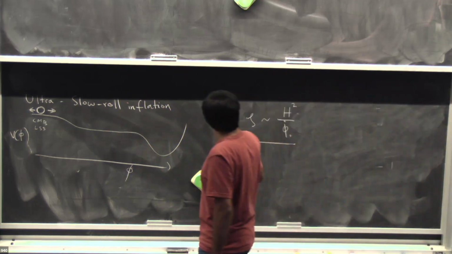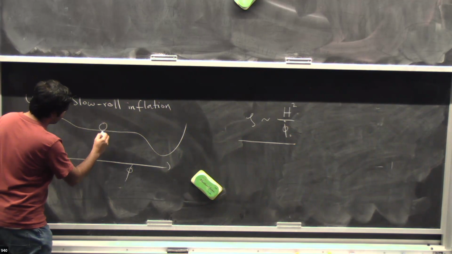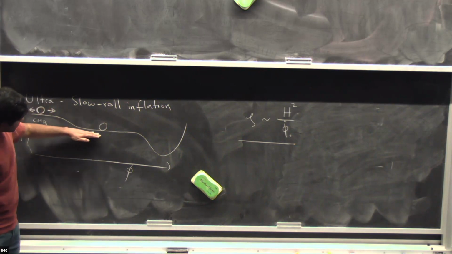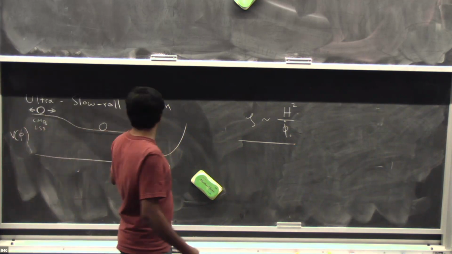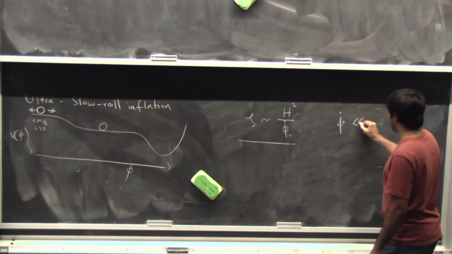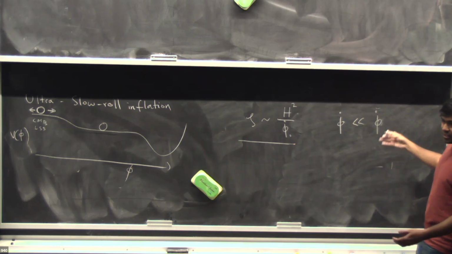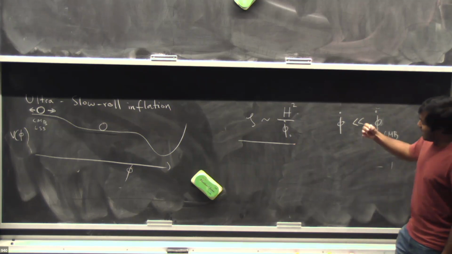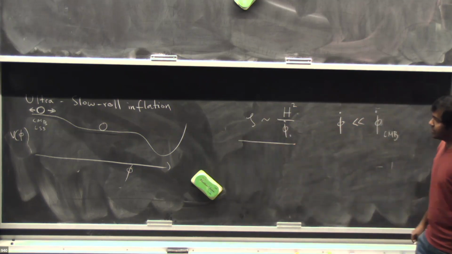Good. So the point of these sort of models is that you generate the CMB and large scale structure fluctuations from this epoch, but when this field comes over here, because this part of the potential is so flat, this field slows down significantly compared to that part. In other words, phi dot becomes much, much smaller than the value of phi dot that you had when CMB fluctuations were generated. And as a result, because this gets smaller, you can enhance the perturbation.